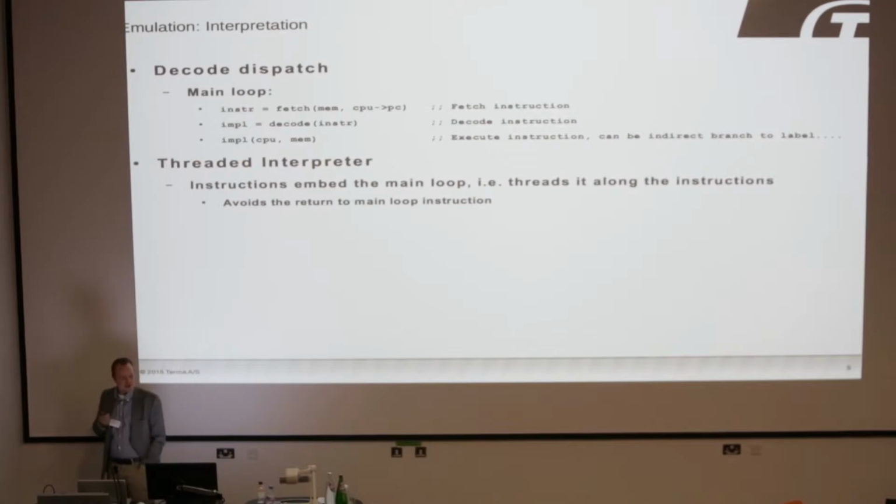Right, so with a threaded interpreter we embed the main loop in all these instruction implementations. The fetch and the decode are put into the footers of each instruction, and you jump directly to the next instruction. Sort of like doing a tail call, but you usually stay within one function, and you just do a computed goto and jump to a label.